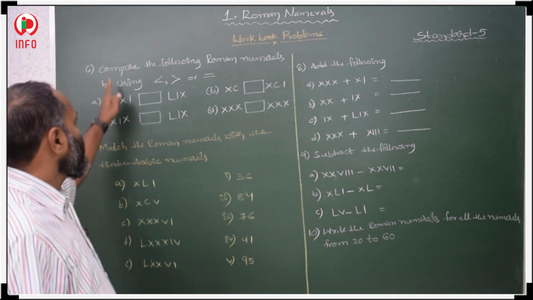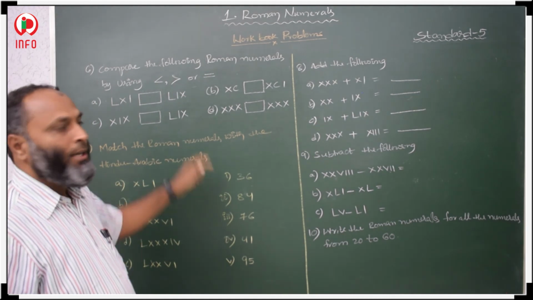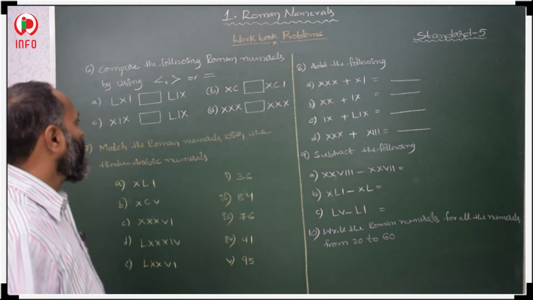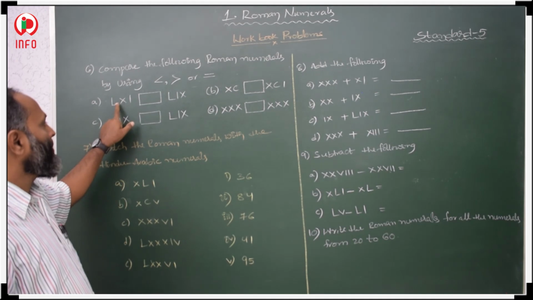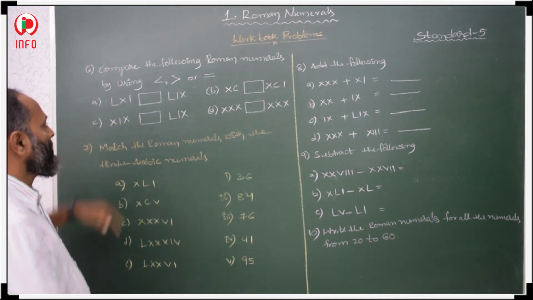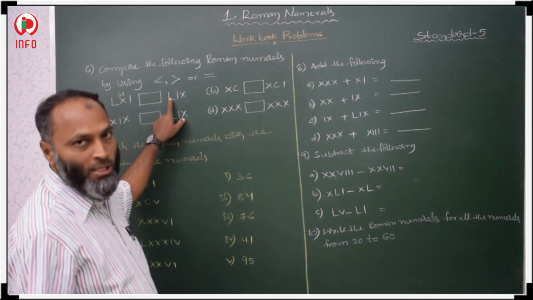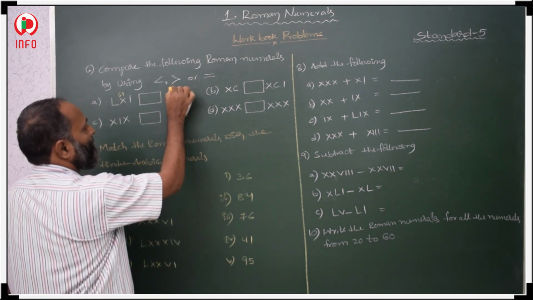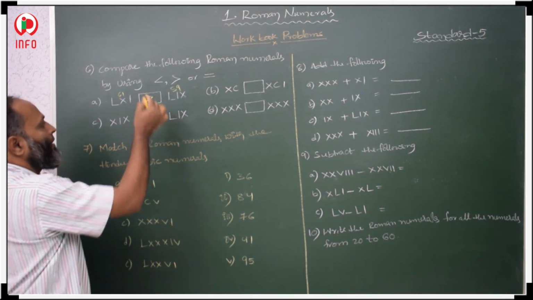Here, compare the following Roman numerals using less than, greater than, equal to symbols. This is the symbol for less than, this is the symbol for greater than, this is the symbol for equal to. Now, here LX: L means 50, X means 10. 50 plus 10, 60, 60 plus 1, 61. This represents 61. This is L, L means 50. IX, this is 9. 50 plus 9, 59. Means 61 is greater than 59.